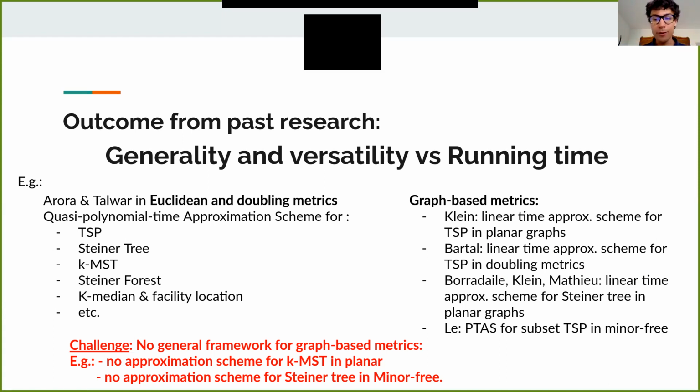For now, it's only working for subset TSP, for which we got a 2005 linear time PTAS for planar. And in 2020, we got a PTAS, which was not yet linear time at the time, for subset TSP in minor free. So there is a frustration of getting a general approach. For example, KMST we don't know how to do in planar, and Steiner tree and Steiner forest we don't know how to do in minor free.